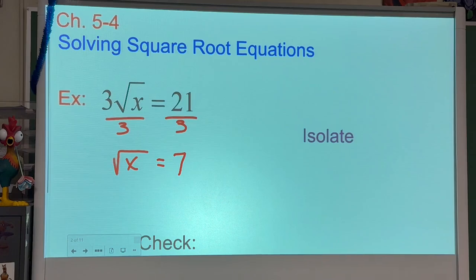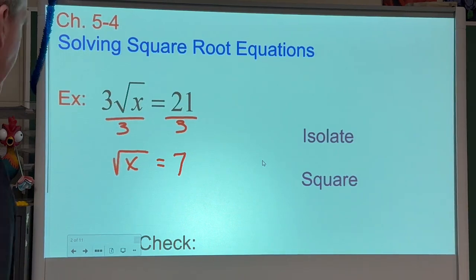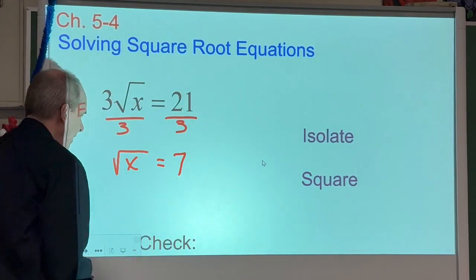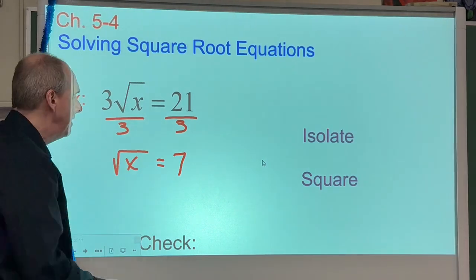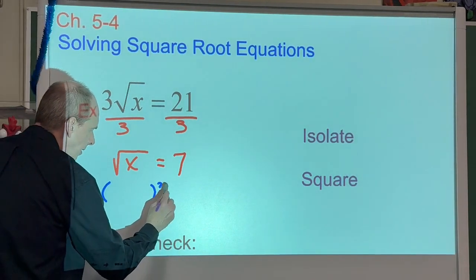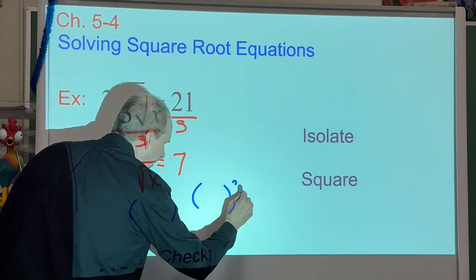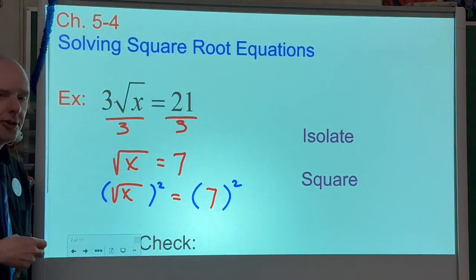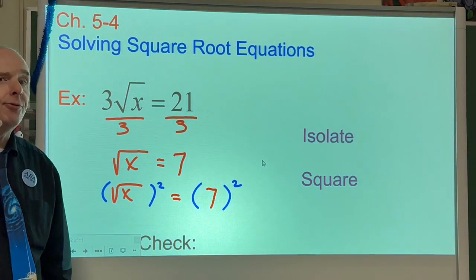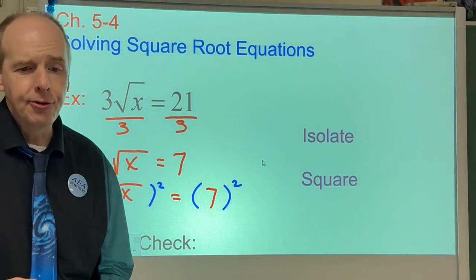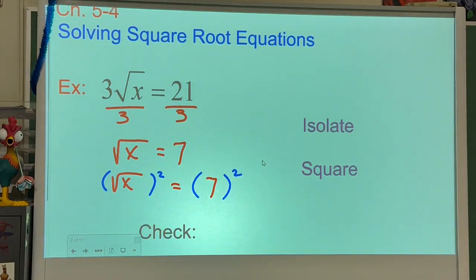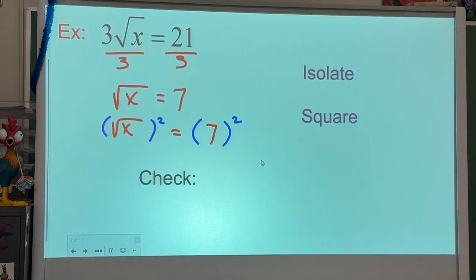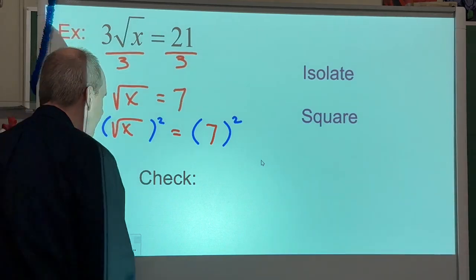Once the radical is isolated, then I think, how do I get rid of a square root? Well, the opposite of a square root is to square. If I square one thing, I square both things. I square the left side, I square the right side. And since I'm feeling extra generous, I'll do one side, you do the other. Okay, so do you want to square the left side or do you want to square the right side? I thought you would pick the right side.